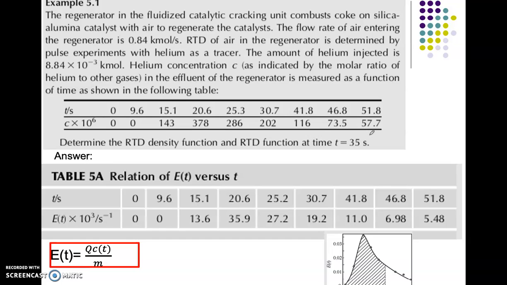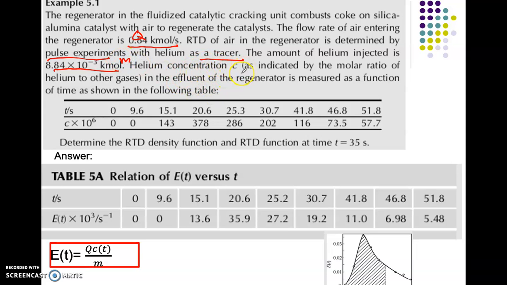In this example, given the regenerator in the fluidized catalytic cracking unit combusts coke on silica alumina catalyst with air to regenerate the catalyst. The flow rate of air entering the regenerator is 0.84 kilomole per second. So this is actually your Q. The RTD of air in the regenerator is determined by a pulse experiment, another keyword, with helium as a tracer. The amount of helium injected is 8.84 times 10 to the power of minus 3 kilomole. So this is actually your M.